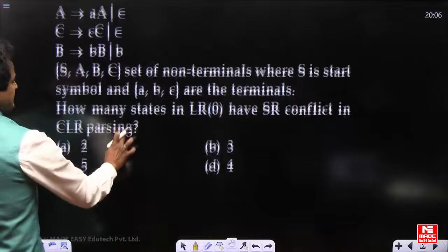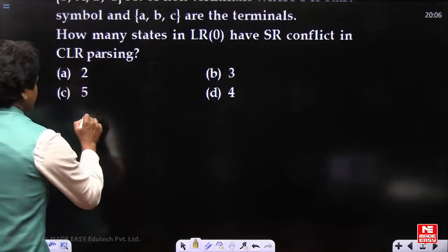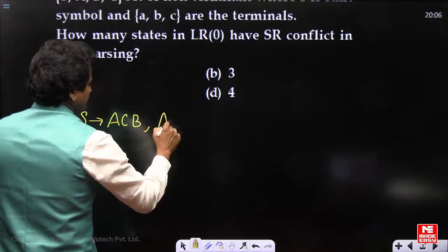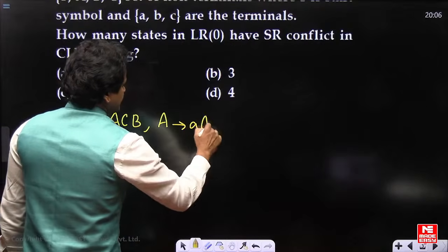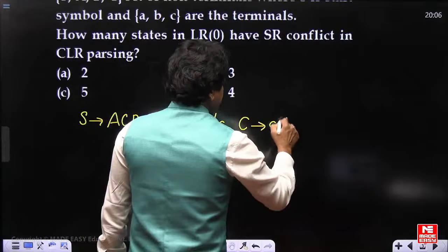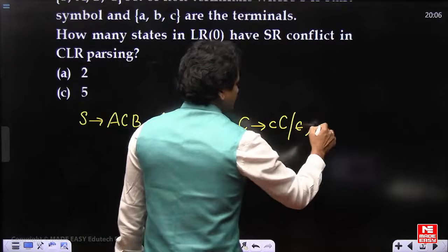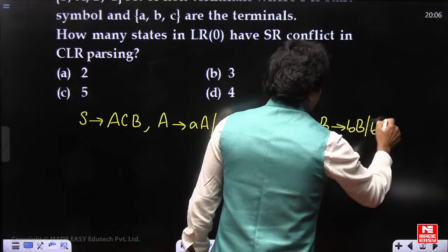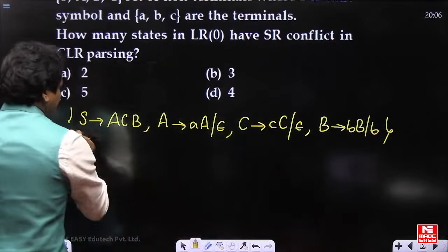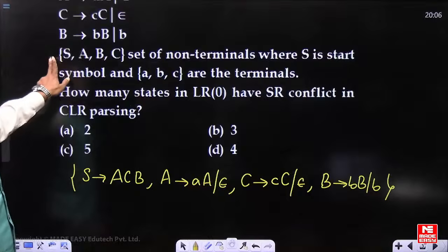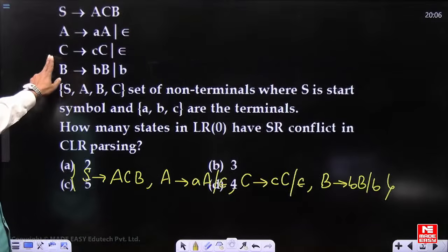I write the grammar here. S derives ACB. A derives AA and epsilon. C derives CC and epsilon. B derives BB and b. How many states will have a shift-reduce conflict? Let me check the grammar once.